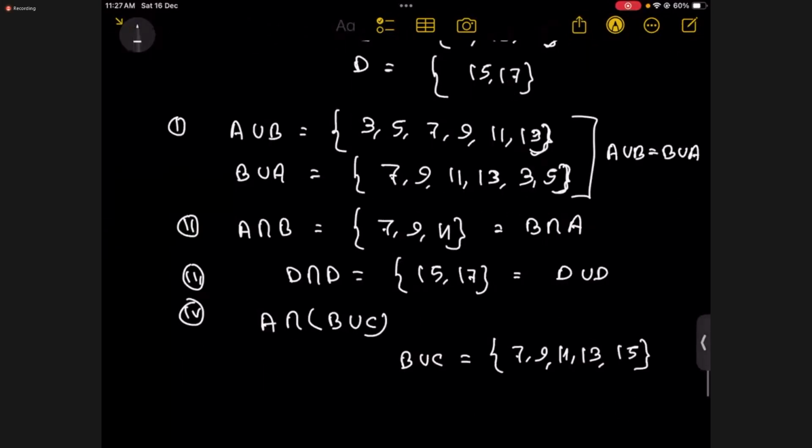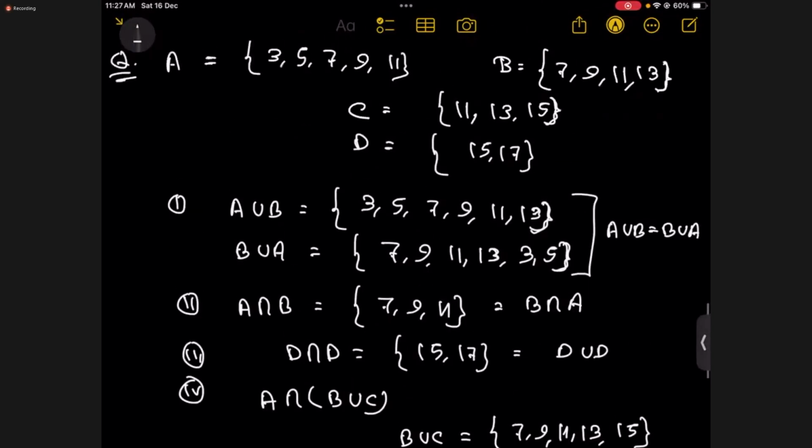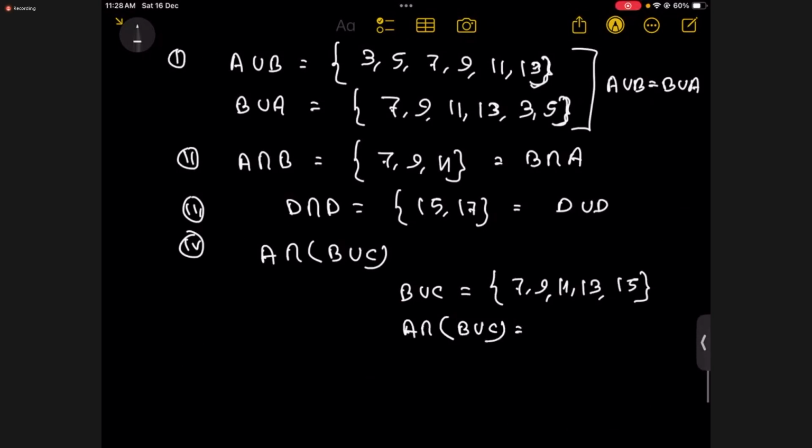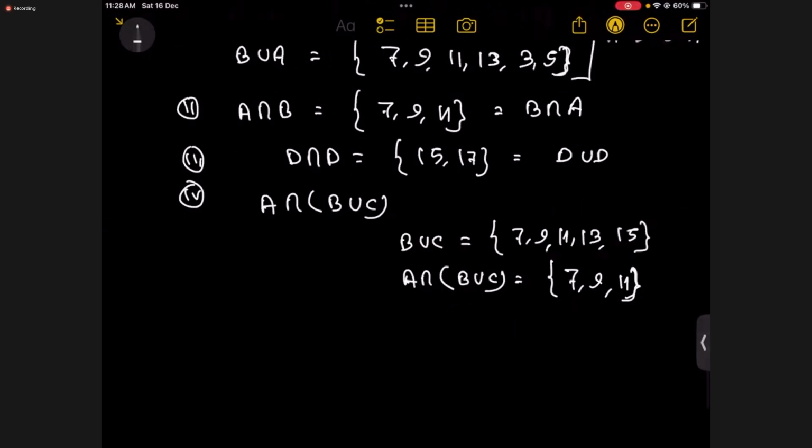Now we are doing A intersection B union C. So what is our A? A contains 3, 5, 7, 9, 11, and the other contains 7, 9, 11, 13, 15. So if I take the intersection, we will only have 7, 9 and 11. So this is one way.